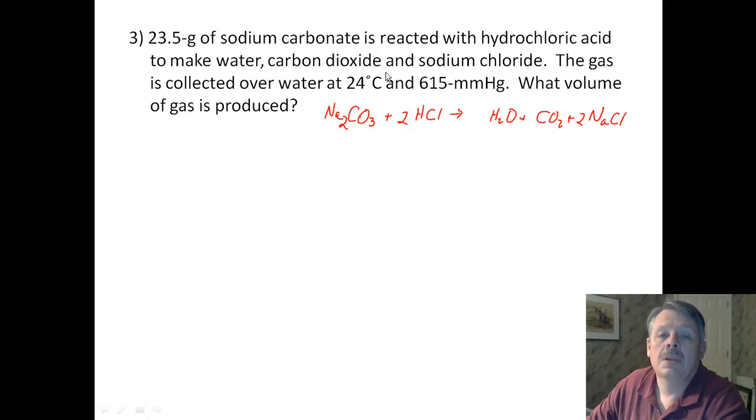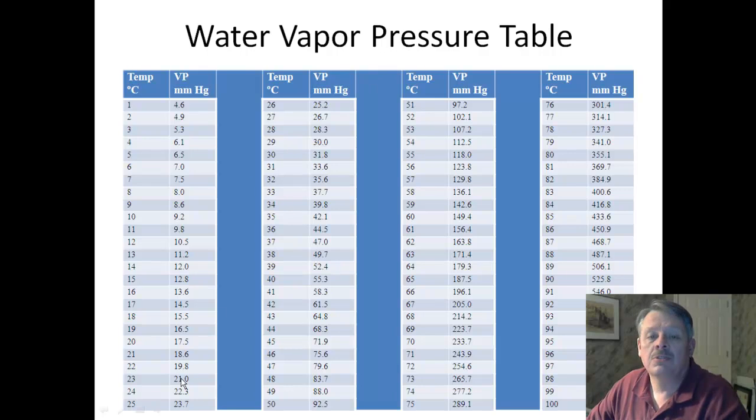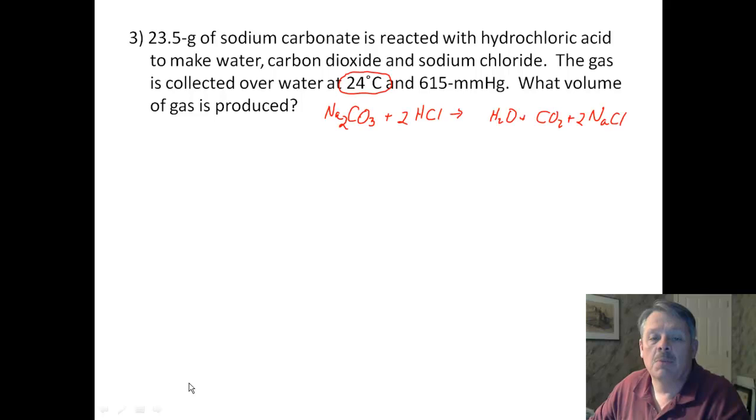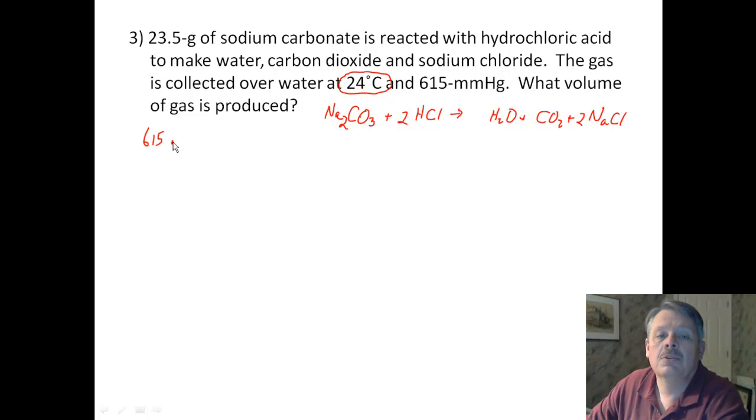Okay. I'm also collecting gas over water at 24 Celsius. So let's figure that out. 24 Celsius is 22.3 if I look at my water vapor table. So I need to take my 615 millimeters of mercury, which is my total pressure, and subtract from that the vapor pressure, 22.3.